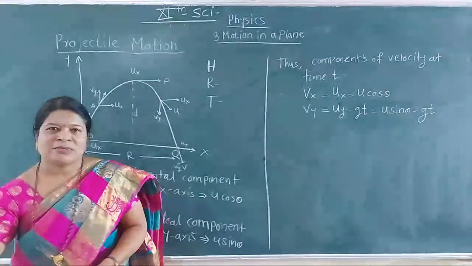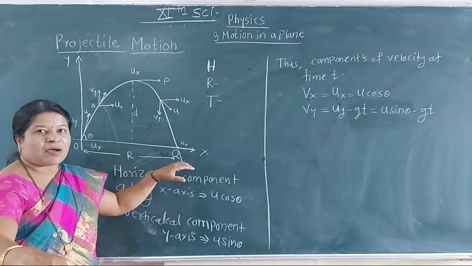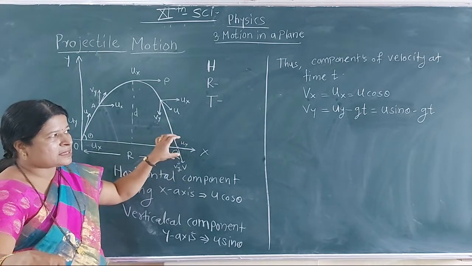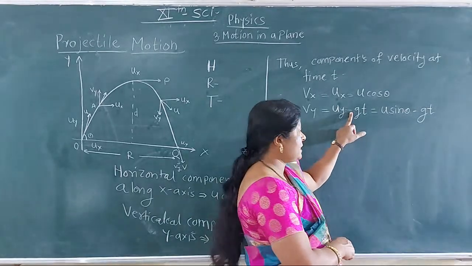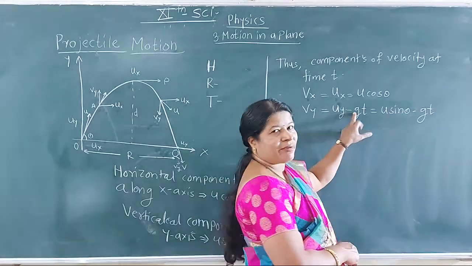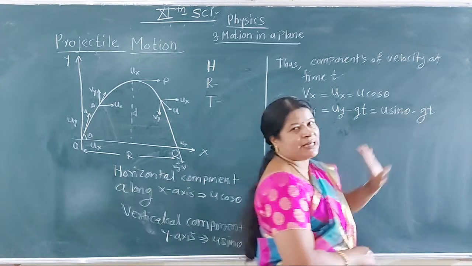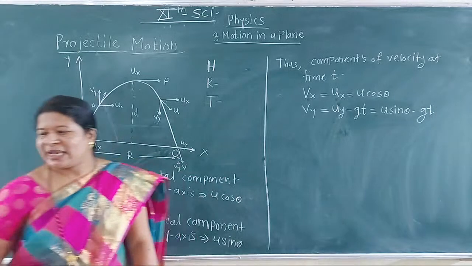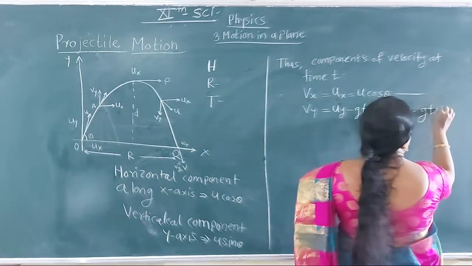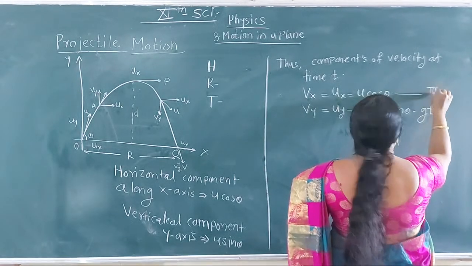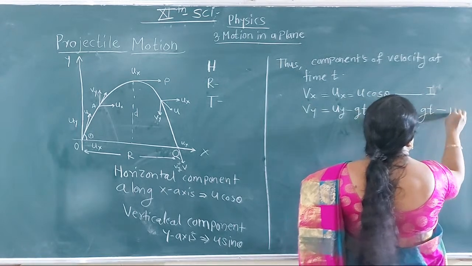Because the object is moving towards the ground surface, the gravitational force acting on that object is negative. Therefore u sin theta minus gt. So we get these two components of velocity along the x and y axis. We number these equation 1 and equation 2.